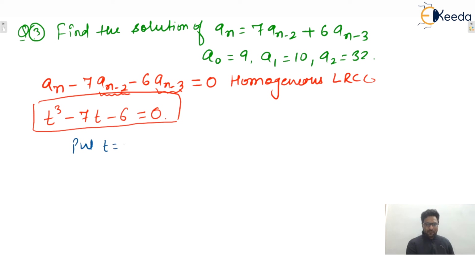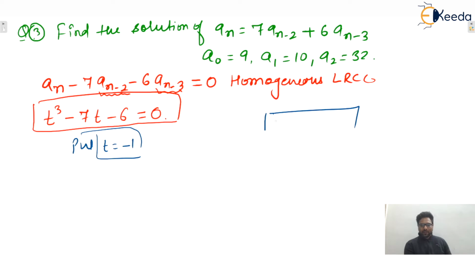So not satisfied. Then t equals plus 1, not satisfied. Then t equals minus 1. Yes, on minus 1 we can say that minus 1 is satisfying. So we can say that minus 1 is one of the roots. Yes or no? So if it is a root, then how to find the remaining roots?